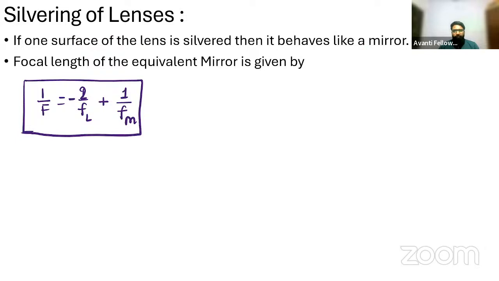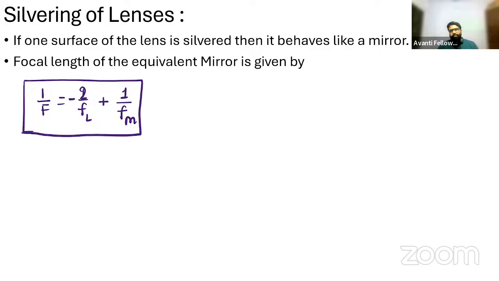Now silvering of lens. What is silvering of lens? Silvering of lens is nothing but we have a lens, we silvered one of the surface. So when we silver that surface, the light will not pass through that surface. So ultimately we convert a lens into a mirror. So silvering is a process when we convert the lenses into mirror. The lens will behave like a mirror because only reflection will take place. Got it?